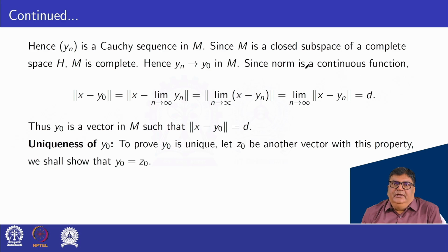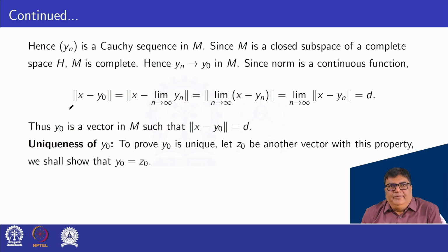Since the norm is a continuous function, norm x minus y0 equals norm of x minus the limit as n tends to infinity of yn. As per the definition of limit, this can be written as the norm of the limit as n tends to infinity of x minus yn. Again, as per the definition of limit, we can write this as the limit as n tends to infinity of norm x minus yn, and norm x minus yn is d.